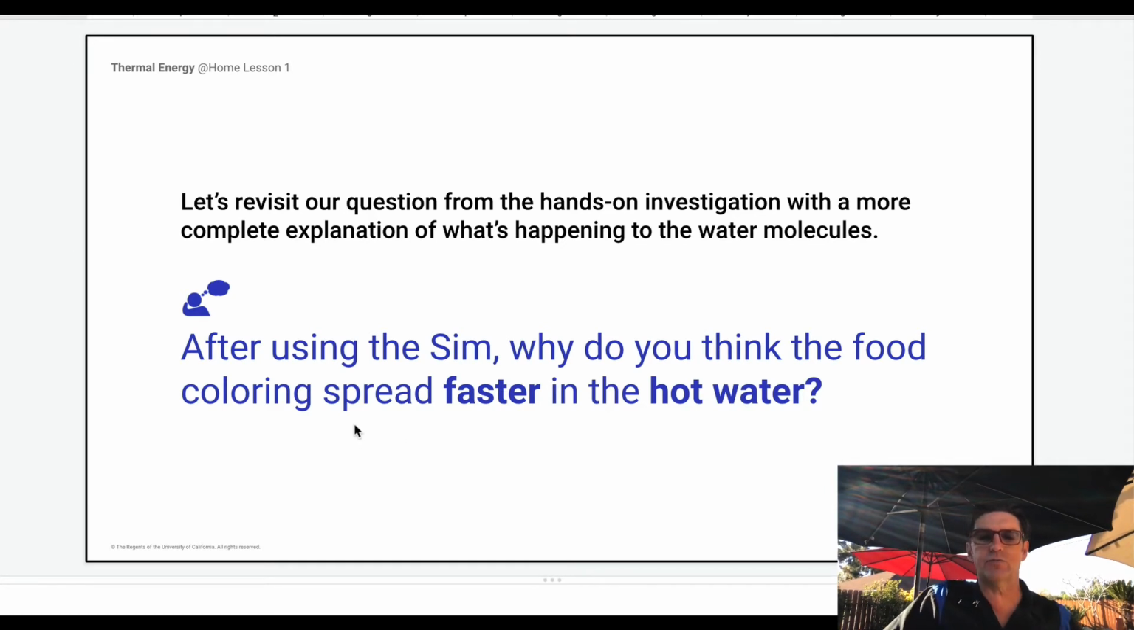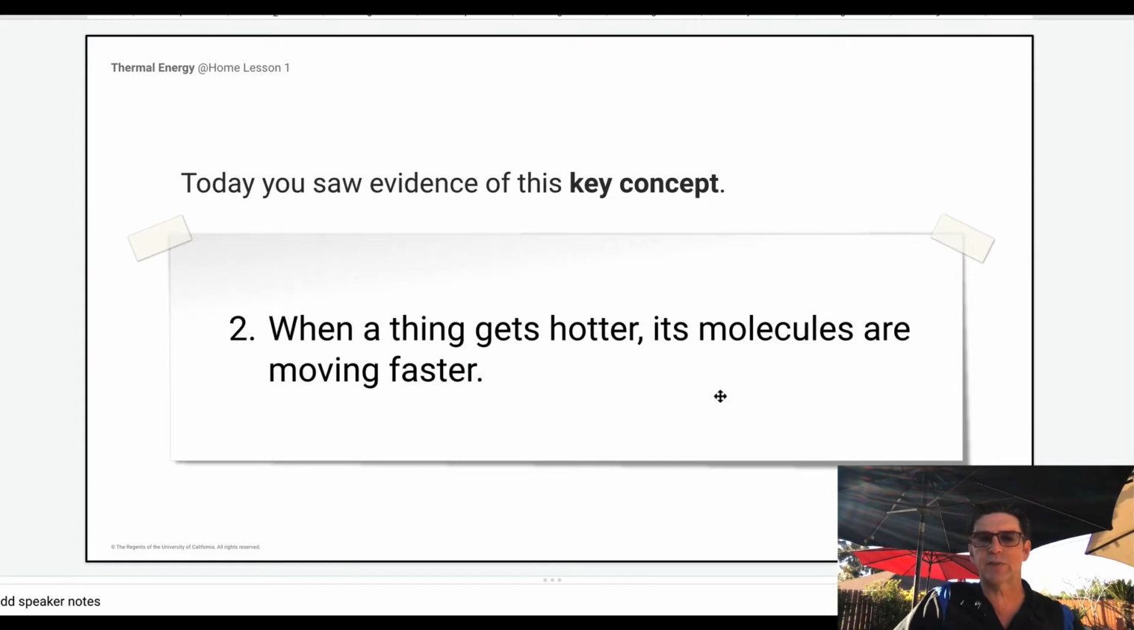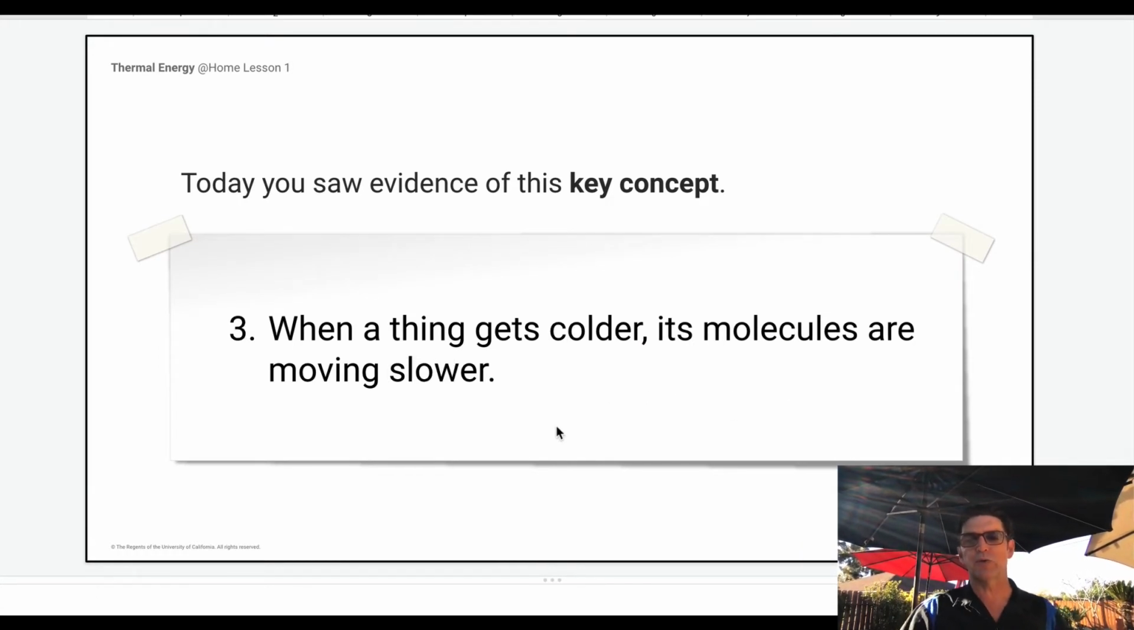After the sim, why do you think food coloring spread faster in hot water? Why do you guys think it spread? Because when things get hotter, its molecules are moving faster, things will spread faster. When things get colder, its molecules are moving slower. We get it.